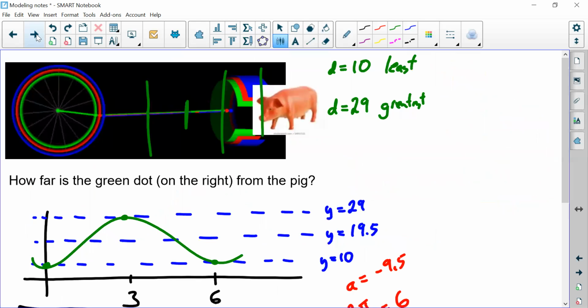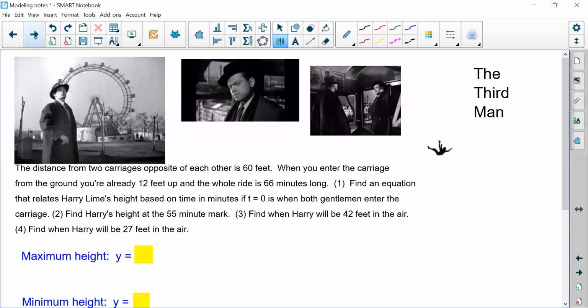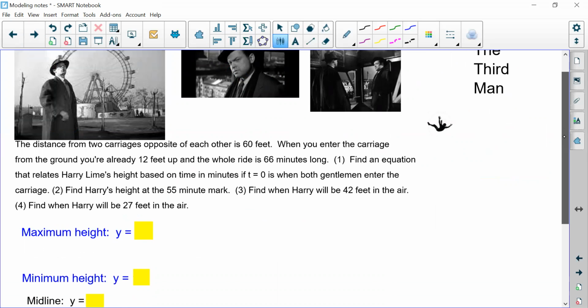Let's have you try this one. Now, if you're a movie fan, The Third Man is one of the best movies ever created. So if you really love movies, find The Third Man and watch it. Anyway, there's a famous scene where two people go into a Ferris wheel. One of them is Harry Lime. So we're going to talk about the height of Harry Lime. And I want you to create this on your own. So first, read the paragraph.